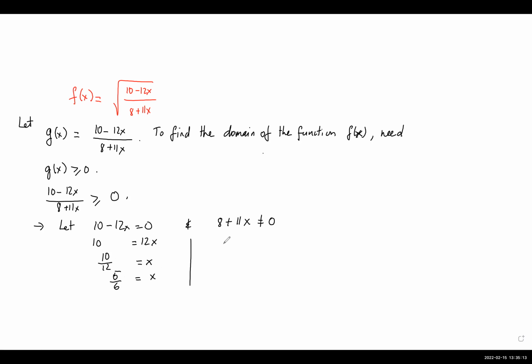And on the right side, we subtract 11x from both sides. That will give us x cannot be negative 8 over 11. Now, after we know these two numbers, we are going to use the sign table. So let's try to do it over here.